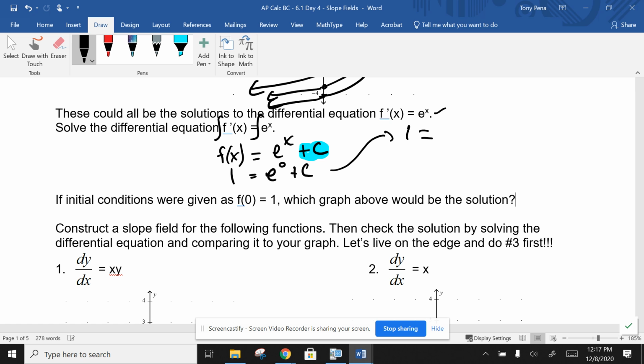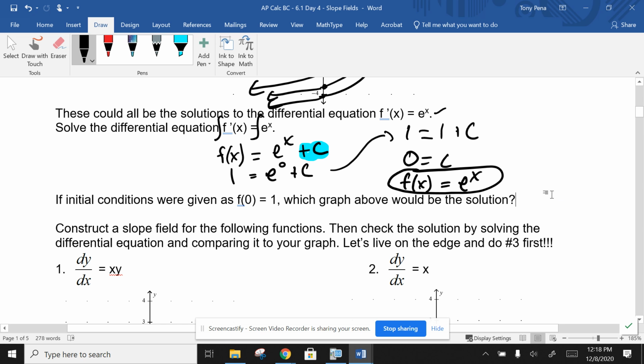Anything to the 0 is going to be a 1. So notice how our c is a 0 here. We would then say the function that goes through that point would have been just the regular old e to the x curve because the c ended up being a 0. If we go back to the graph, give you a second to make sure everybody gets that down.